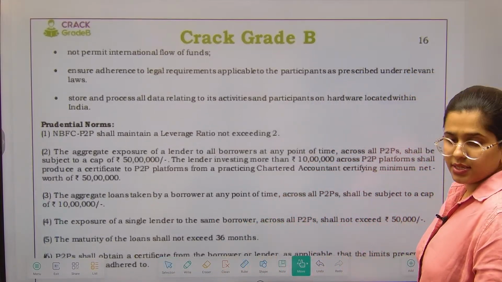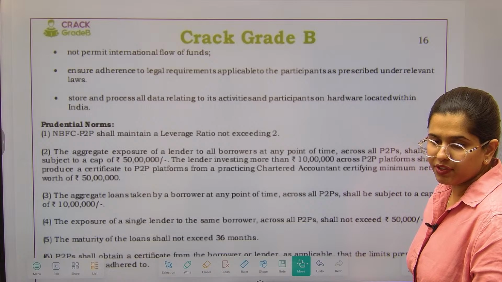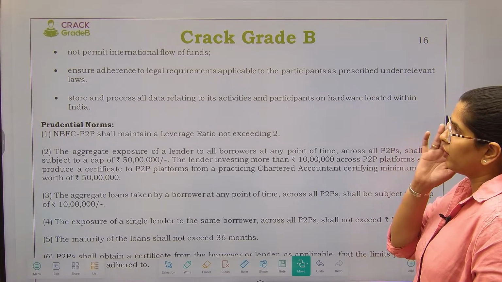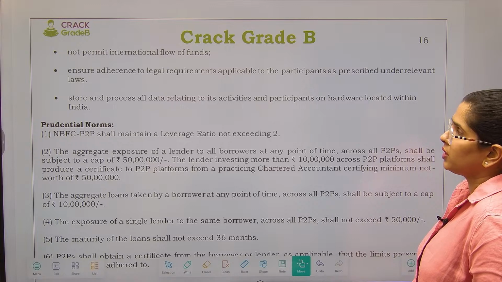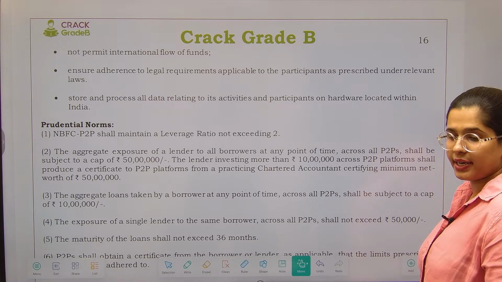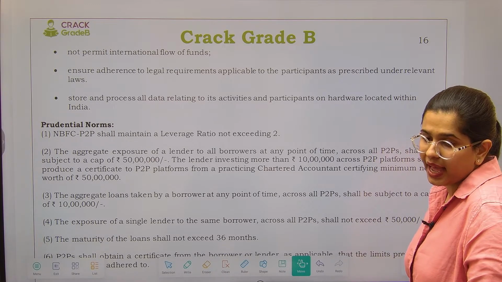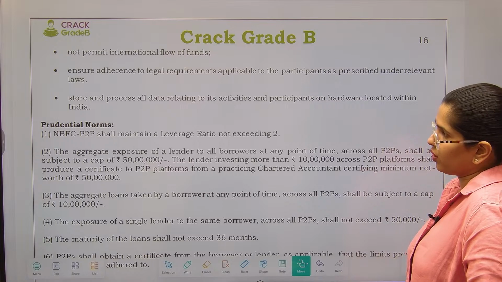International flow of funds is not permitted. Now this is something which is very factual, so I'll be going quickly through it. Ensuring adherence to legal requirements applicable to the applicants. Store and process all the data related to activities because that can be handy later on.